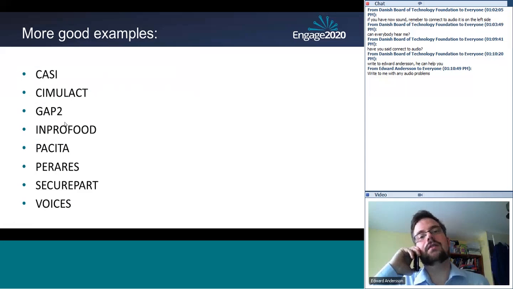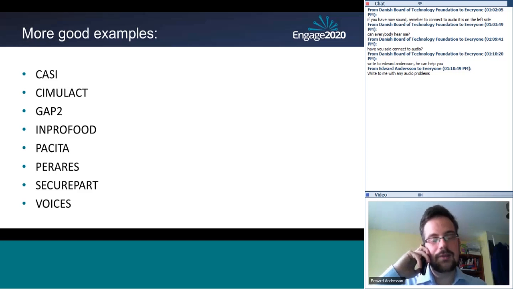involved citizens in various research fields. So it's not necessary to start from scratch. And many of these projects have very valuable tools and resources that you can make use of. Next slide, please.